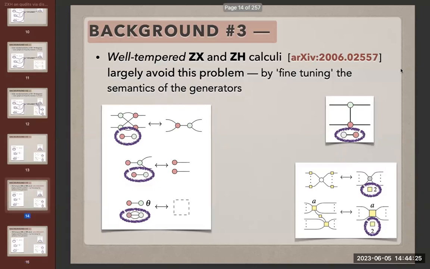In the case of the ZX diagrams, actually under the so-called well-tempered semantics, which is the name that I gave this, those scalar gadgets actually end up representing the scalar 1 as they stand.